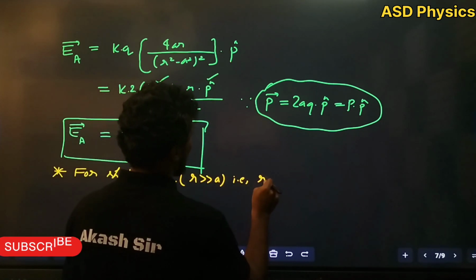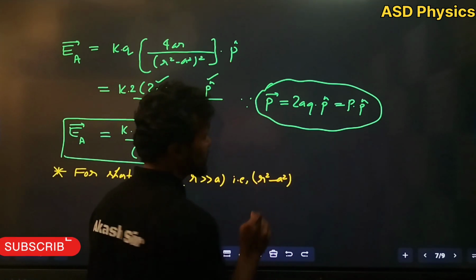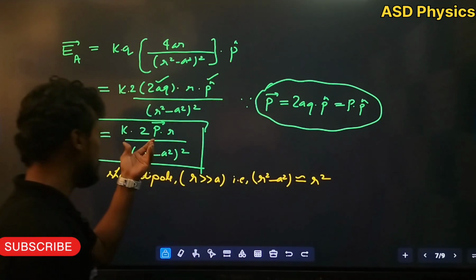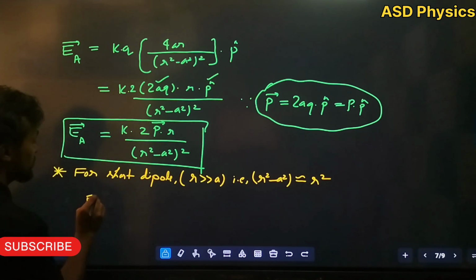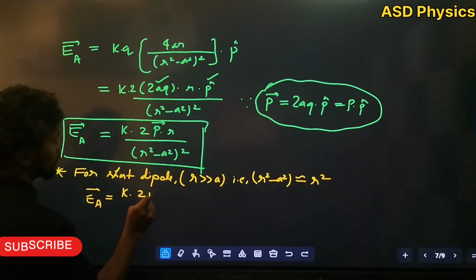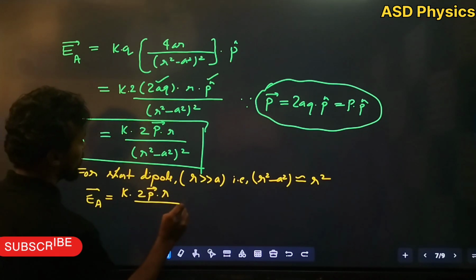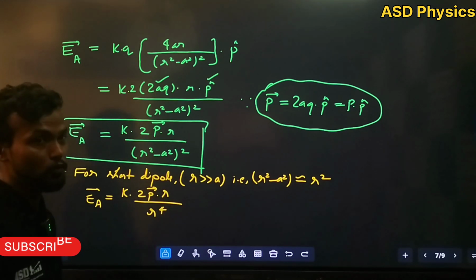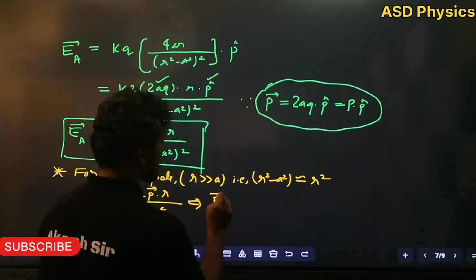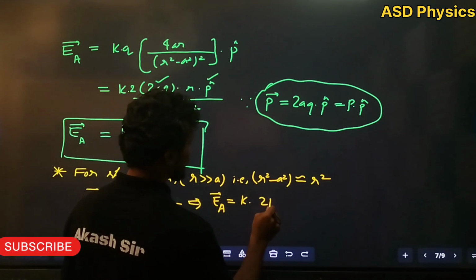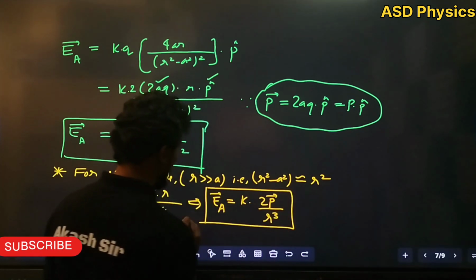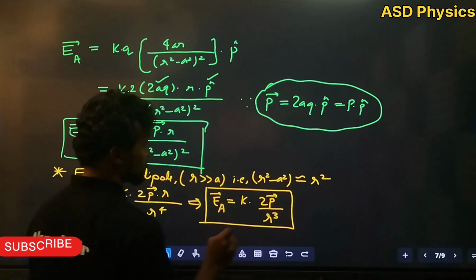That means this r square minus a square will be approximately, what is this? R square here. Now we'll just note down here. So electric field due to short dipole will be what here? K into 2 vector p r, and it will become here r to the power 4. Then it will be cancelled out, and what will come here? Electric field at point A is given by k into 2p by r cube.